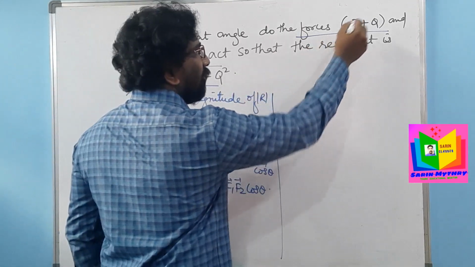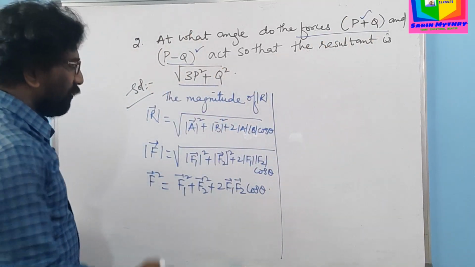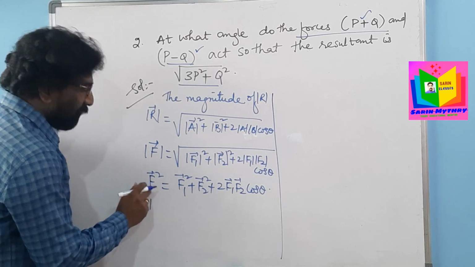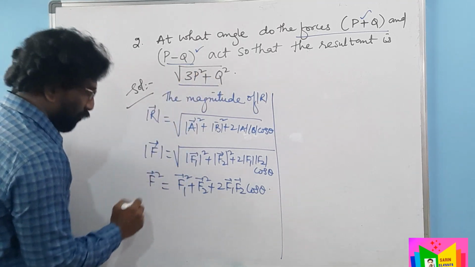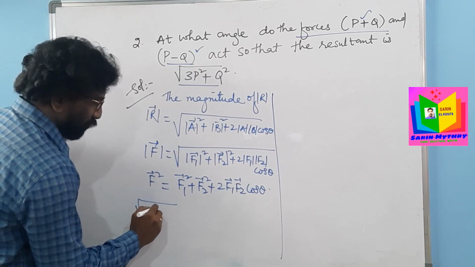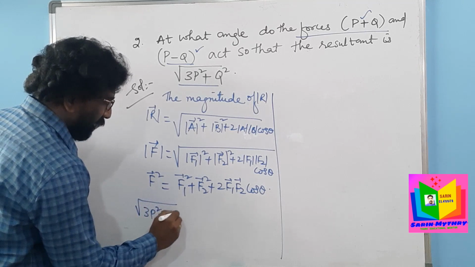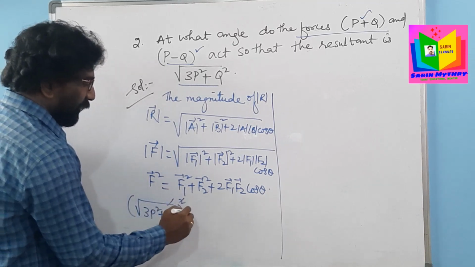What is this? P plus Q is F1, P minus Q is F2. So now you substitute here. What is F again? F is the resultant vector, and F is also given. So F is equal to under root of 3P square plus Q square whole square. What happens? This square and under root will get cancelled.